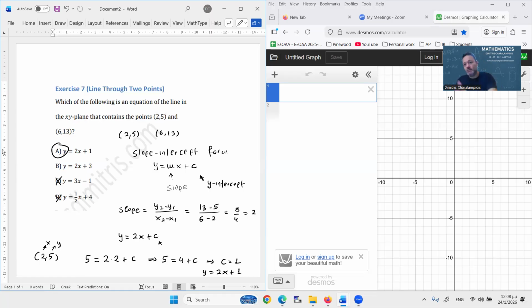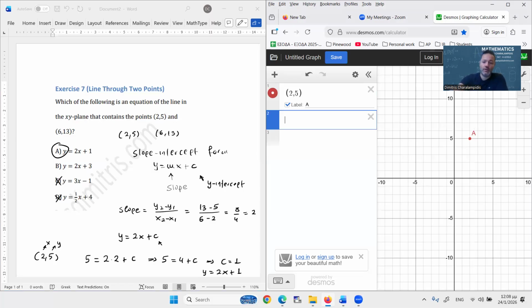Now, let's check. Let's go to the right part of the screen and try to solve it geometrically. I want to see which one of these lines passes exactly through these 2 points. So, my thought is this. I will begin by plotting these 2 points. I'm going to say point (2, 5), let's label it A, and then I'm going to put point (6, 13), and this time I'm going to label it B.